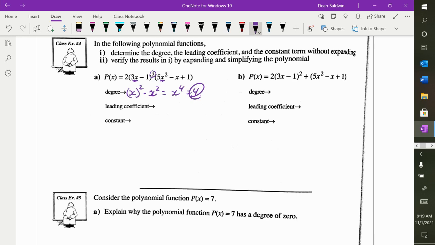Close. 90? Oh, wait. I missed that. It's 90. So it's 2 times this 3 to the power of 2 times this 5. 3 squared is 9, times 5 is 45, times 2 is 90. Does everybody understand that? Without having to multiply it out. You could multiply it out, but that's going to be a lot of work, and I don't really want to do that. And what is the constant term?